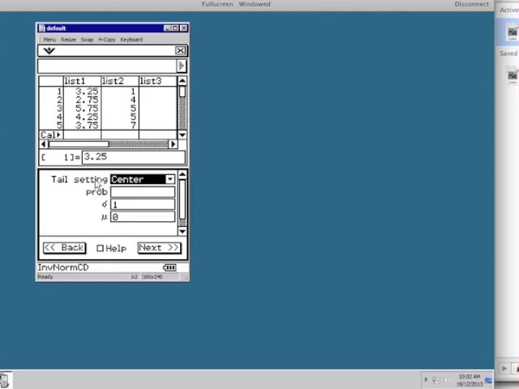inverse normal CD, and this time the tail setting is left. Our probability is 0.7. The default is the standard normal distribution of standard deviation 1 and mean 0. And now we have a more accurate value for that z-score of 0.5244 to 4 decimal places.